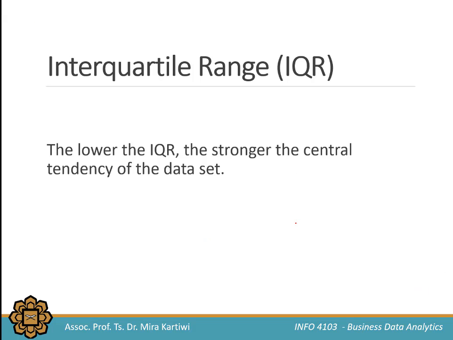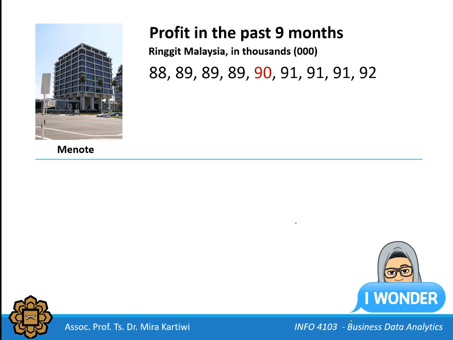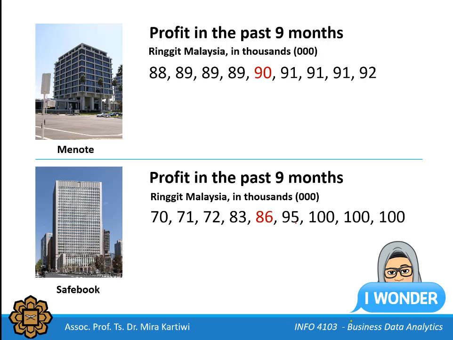The next one is the interquartile range, or IQR. Let me give you a hint: the lower the IQR, the stronger the central tendency of the data set. But what is IQR? IQR gives a measure of the range within only the middle 50% of the data sets. So again, if we order the profit in the past 9 months for both companies, we can come up with this, from the lowest to the highest. The same thing from the lowest to the highest. And how can we actually use the IQR?